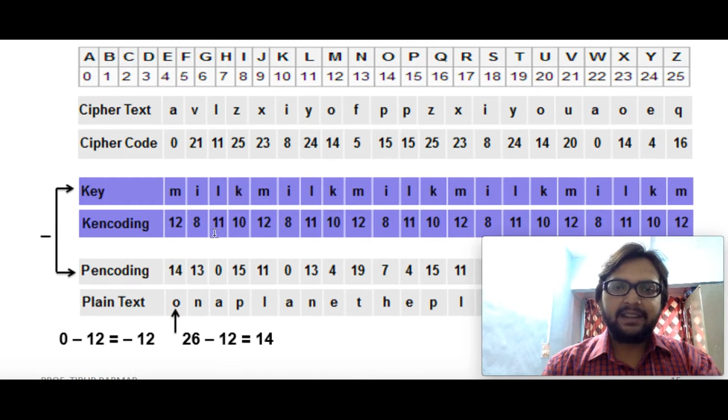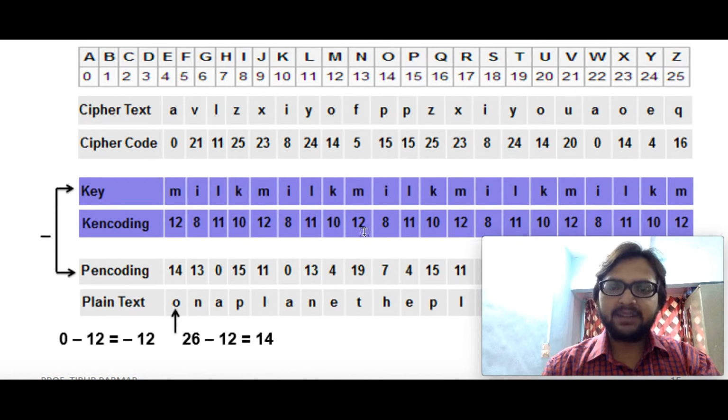So write N. Then 11 minus 11. So our result is 0. So on 0 we have A. Then 23 minus 12, 11, then 8 minus 8, 0, 24 minus 11, 13, 14 minus 10, 4.